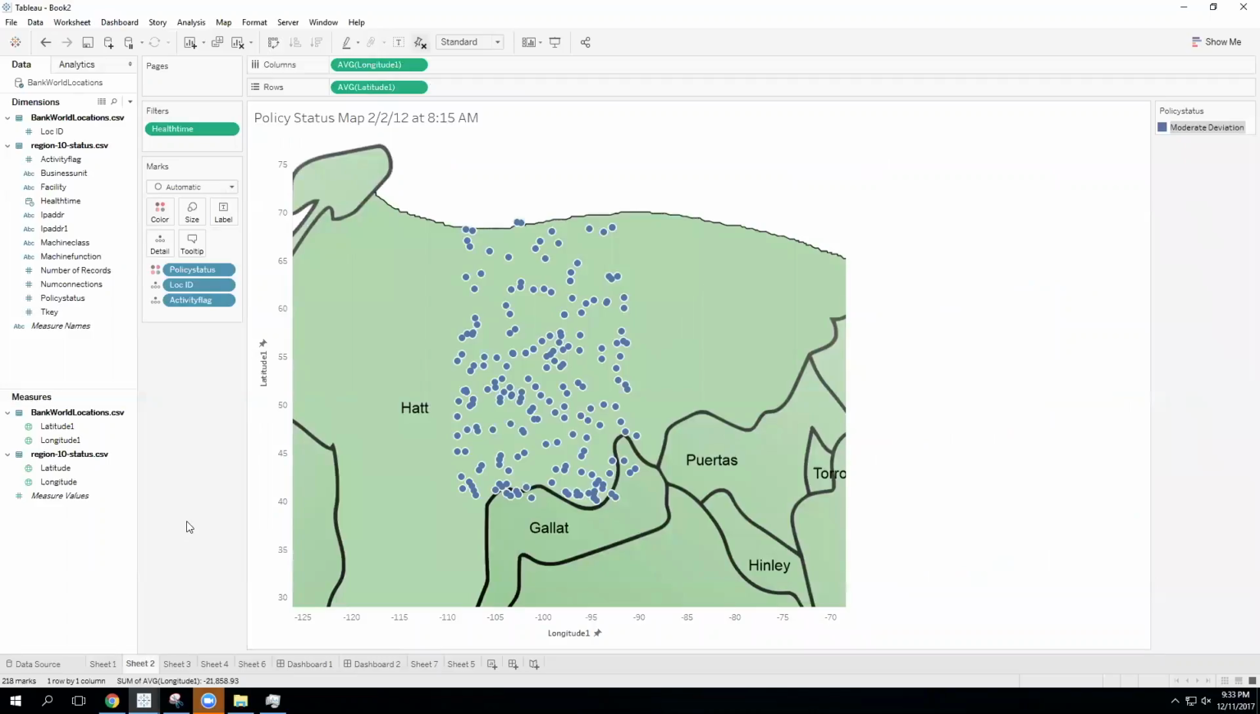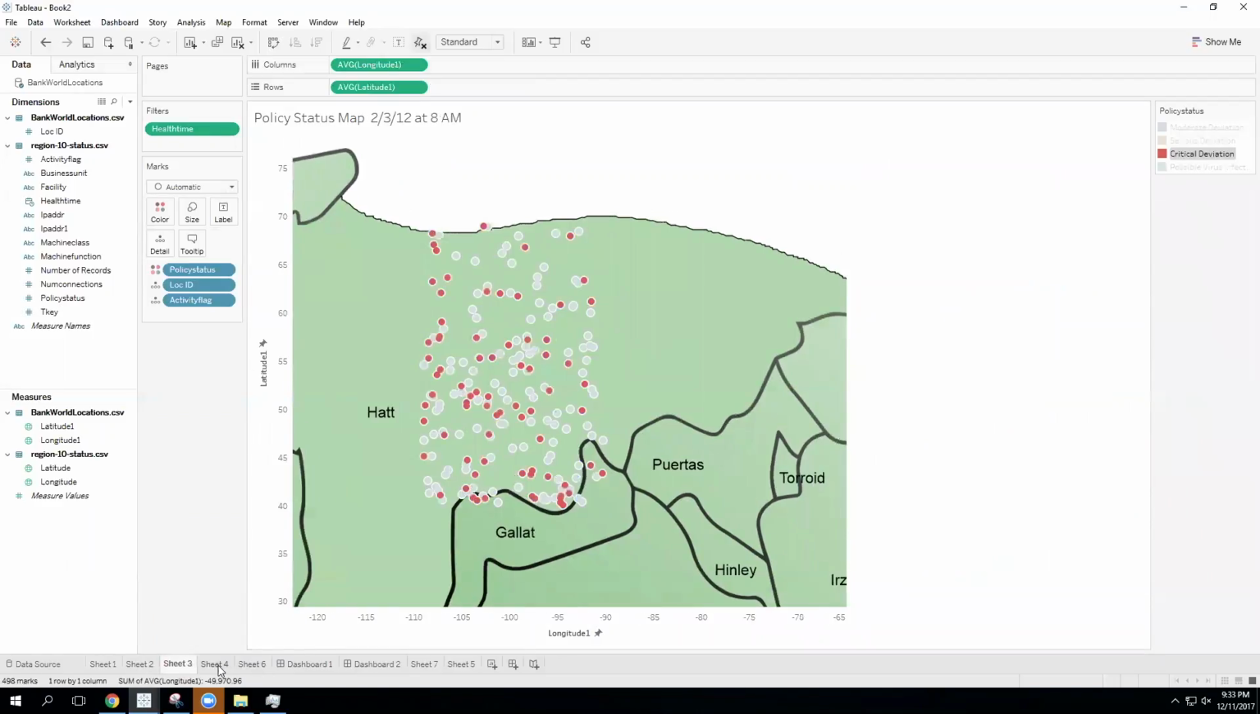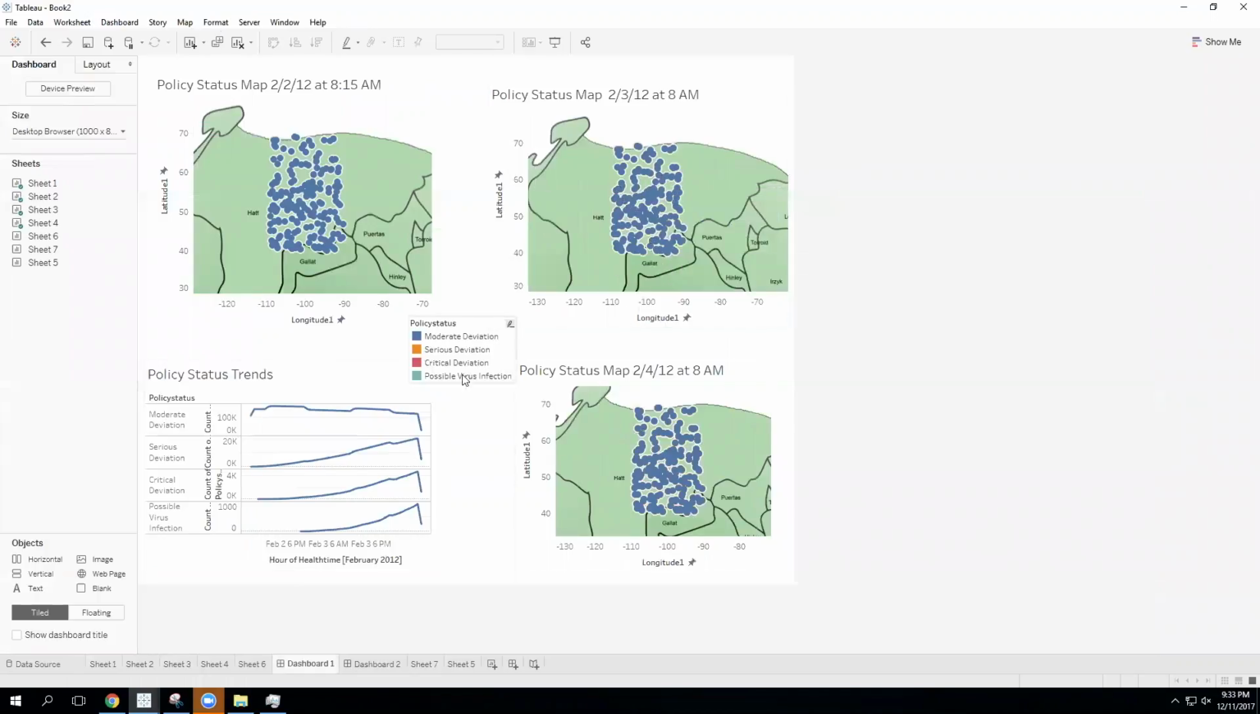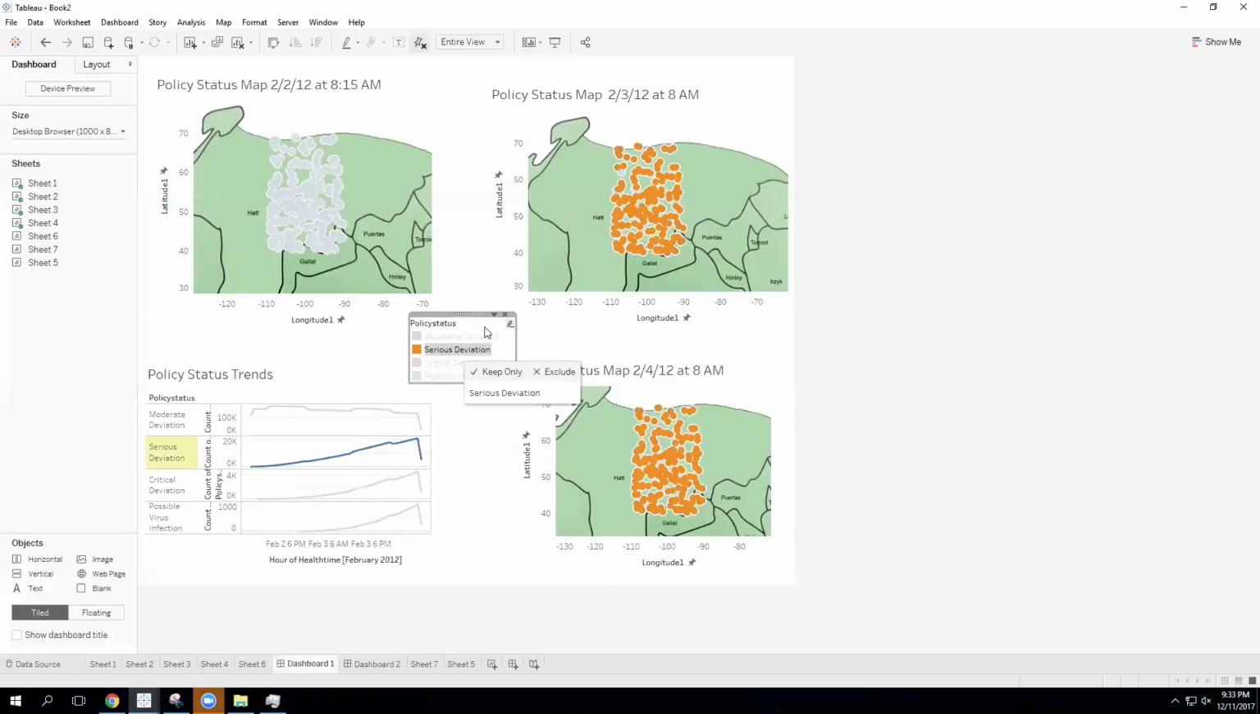You can see over time we also created maps at different various points throughout the 2-day period. Here's a map of the policy status at the beginning of the 2-day period, in the middle, and at the end, and we made a dashboard to highlight the different policy statuses and see that it increases over time.